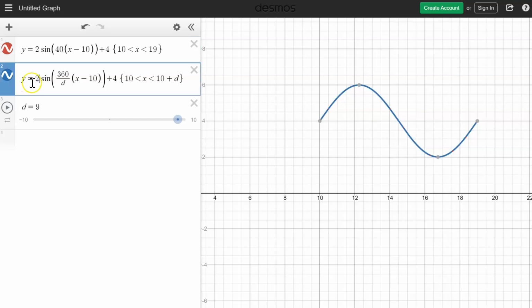The next one, y, our generalized formula, and we've changed it for our new b value, 360 divided by d, and we've changed it for our new upper limit of our domain, 10 plus d. And our original distance was 9 long per the graph and the PowerPoint. What we're going to do is make this smaller. We should see the highest points staying at 6 and 2, but we should see that graph shrink down as we change it. So let's have a look. There you go. So we can see it shrinking down.